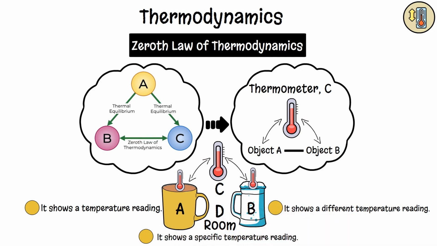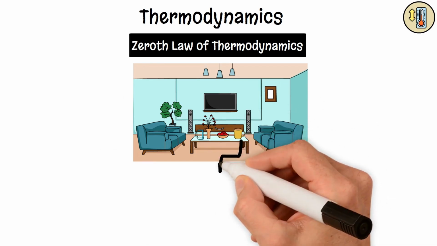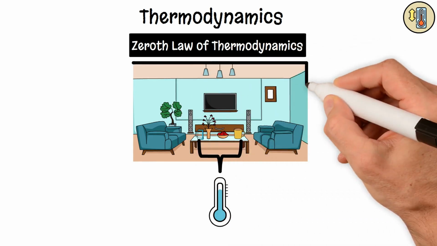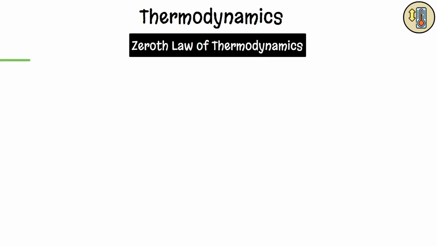Now, if you place the thermometer in your room, system D, which is at room temperature, it will show a specific temperature reading. If you leave both the hot chocolate and the cold water in the room for a while, eventually the thermometer will show the same temperature for both liquids when you measure them again. This indicates that both the hot chocolate and the cold water have reached room temperature, thermal equilibrium with the room.